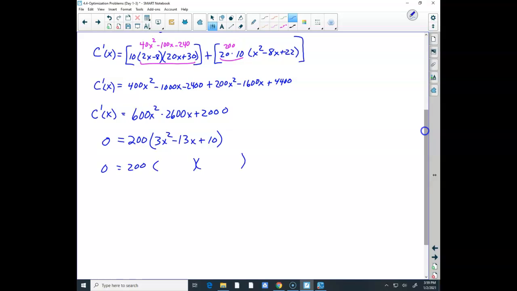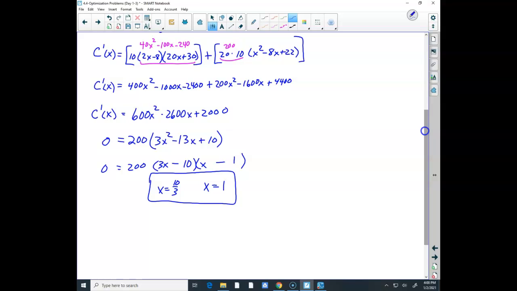It's non-calculator to find the values, so I'm going to say this is 3x, this is x. Obviously, I wouldn't want to put my 10 there, so then I need 13. So I'm going to say 10 here, 1 here. They're both minus, so I can see when x equals 1 and when x equals 10/3 miles down, these are my optimizing points, and I want to minimize cost.